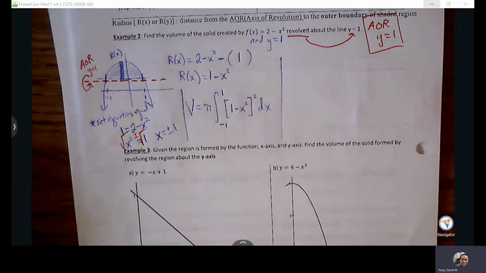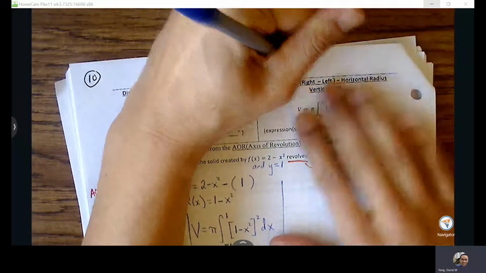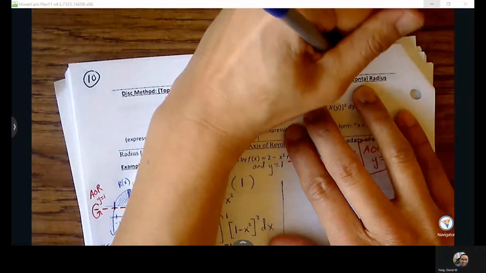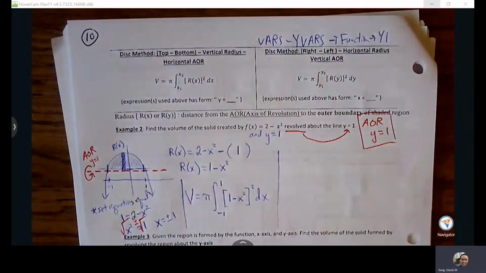I have on the board something that can speed up the process, especially if we're dealing with problems that have multiple radii. You can choose to use it or not, but I find it saves a lot of keystrokes, especially down the road. And I have it there: Vars, Y-Vars, Function, Y1. I'll refer to it when I show you the steps.